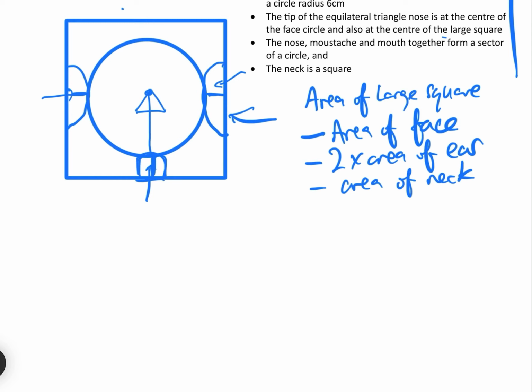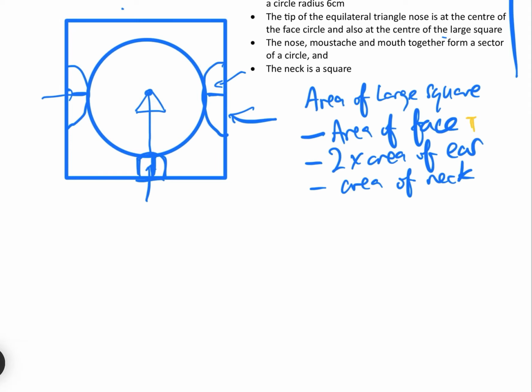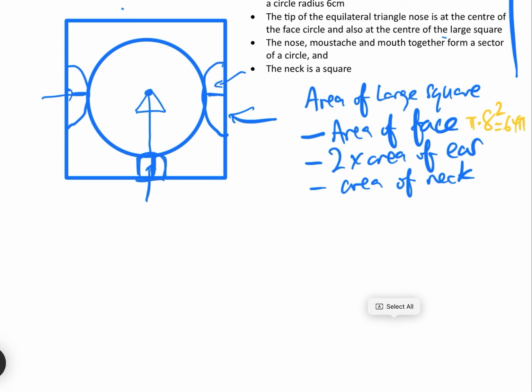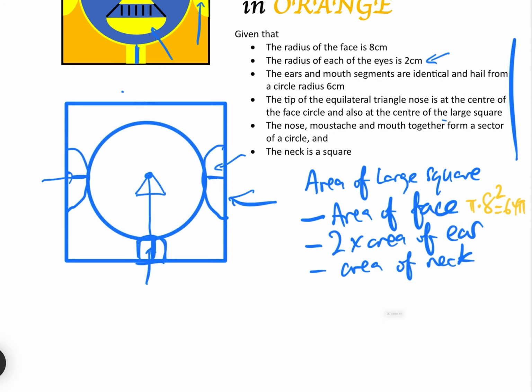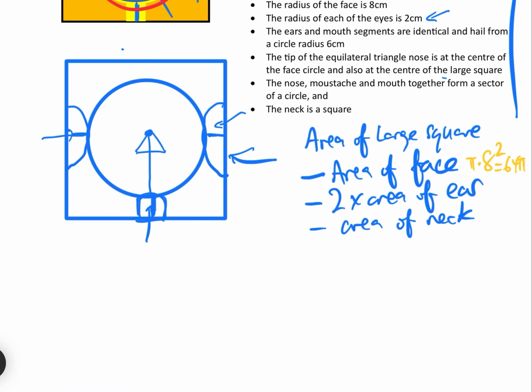So first of all, let's do the area of the face. That's nice and easy. It's just equal to pi times 8 squared, which is 64 pi. And that's nice and easy. Good start. Now, to move on and advance from there, we're going to need to look at this segment, this sector here. Okay, so let's just redraw that.